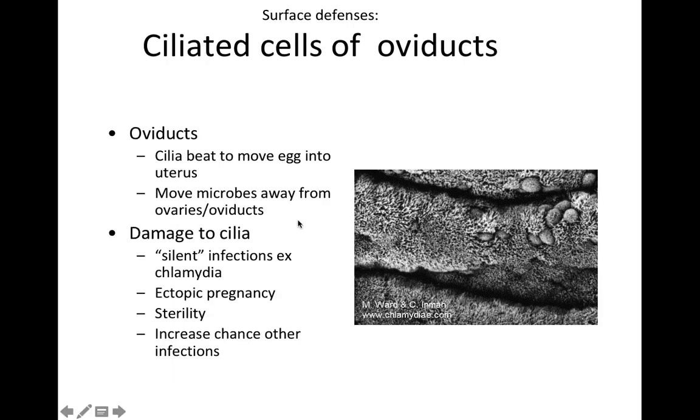And this is just more detail, you guys, these beautiful ciliated cells to move the egg towards the uterus, and also the ciliated cells will move the microbes away from the ovaries and the oviduct. And again, this is just the concern with silent genital tract infections that can damage the cilia, lead to ectopic pregnancies, sterility, increased chance of other infections, and also I left out here pelvic inflammatory disease, PID.